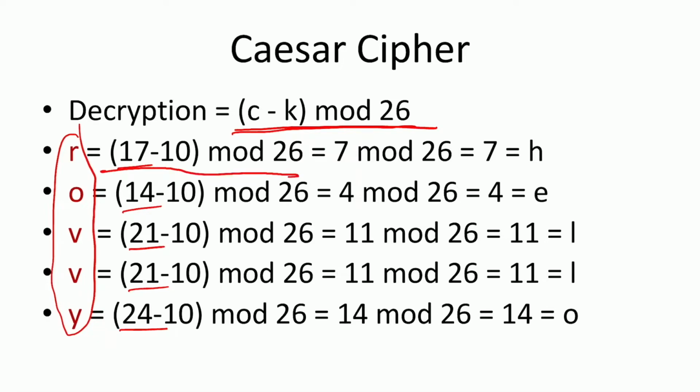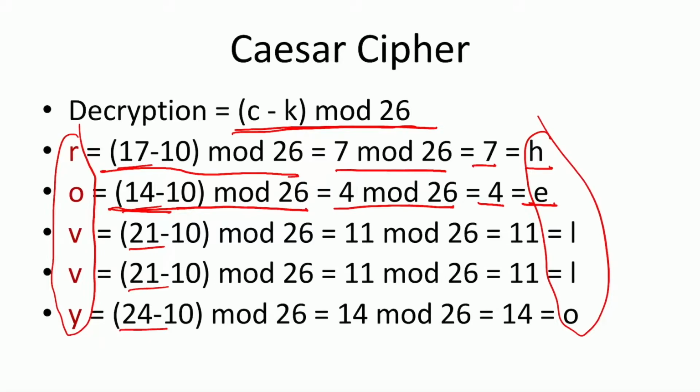So for R, we have 17 minus 10 mod 26, which is 7 mod 26, or 7, which maps to the letter H. For O, we have 14 minus 10 mod 26, which is equal to 4 mod 26, or 4, which maps to letter E, and so on. So in this way, we get back our plaintext, which is hello.